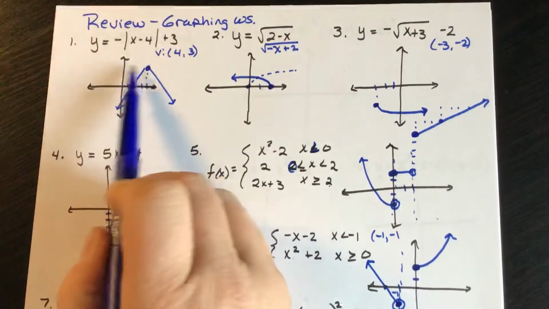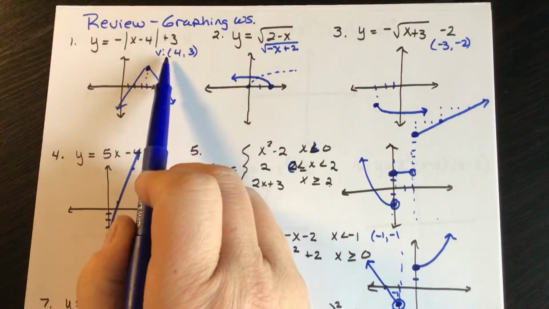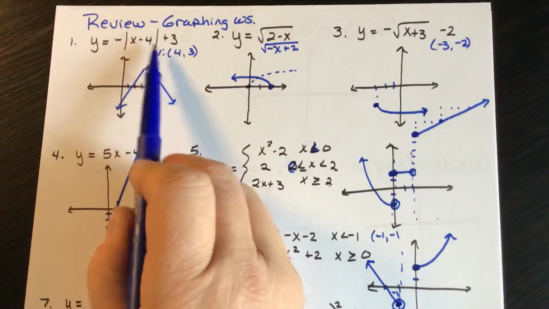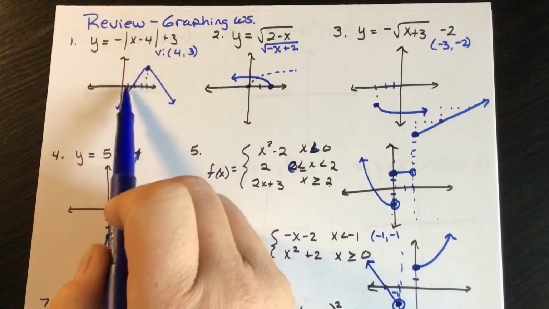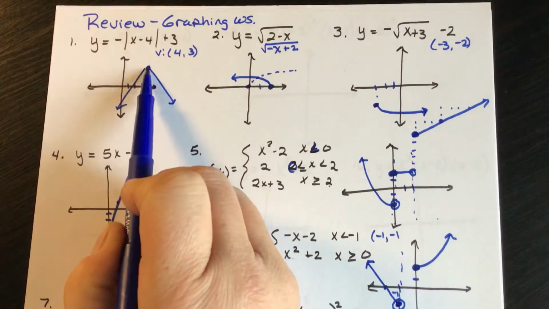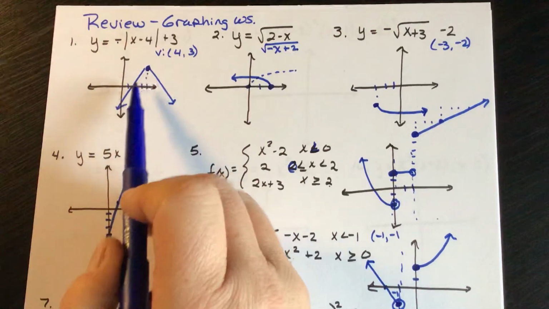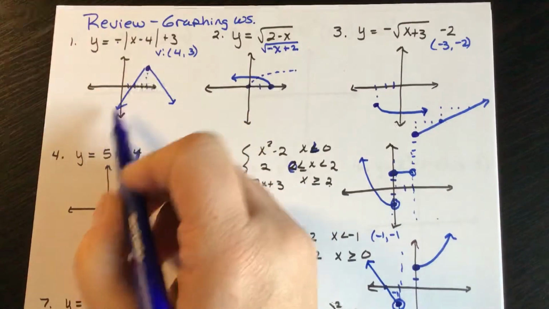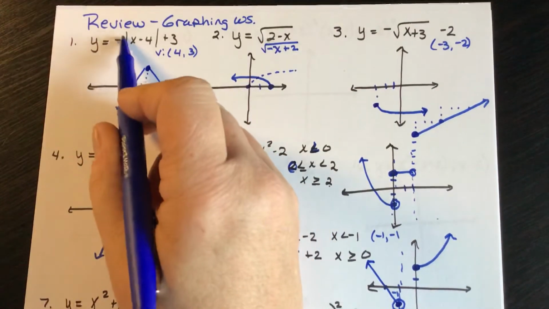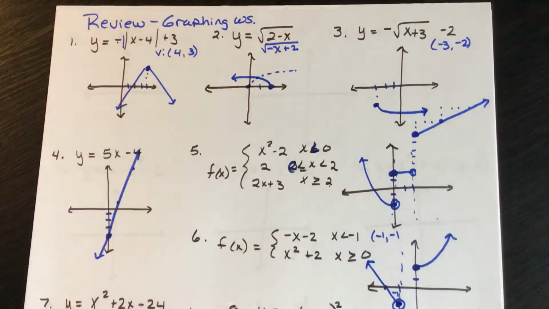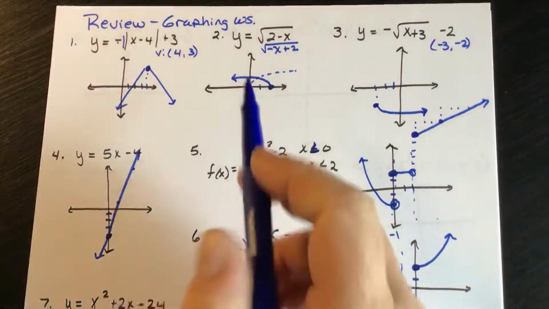Number 1 is an absolute value function. The vertex here would be at the opposite of -4, which is 4, 3. So over 4, up 3, and because it's a negative up here, I'm going to reflect this downward. So my slope is down 1 over 1, so I have a V pointing down.